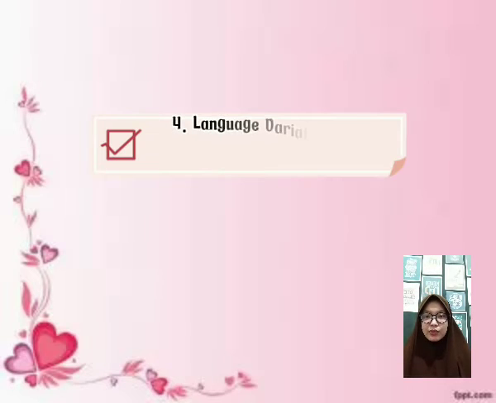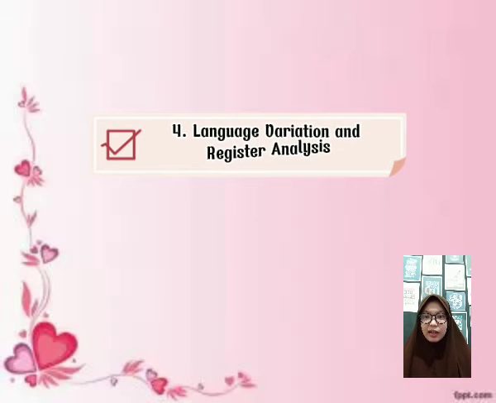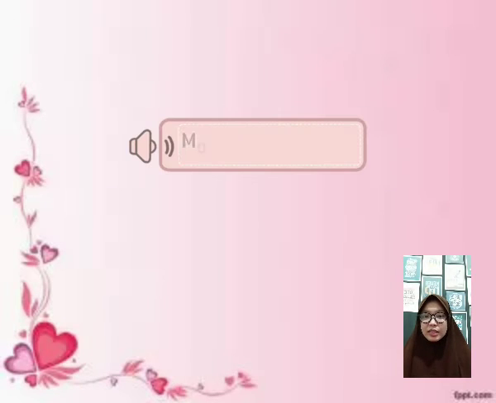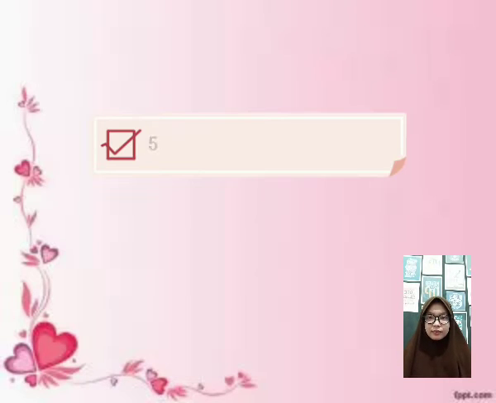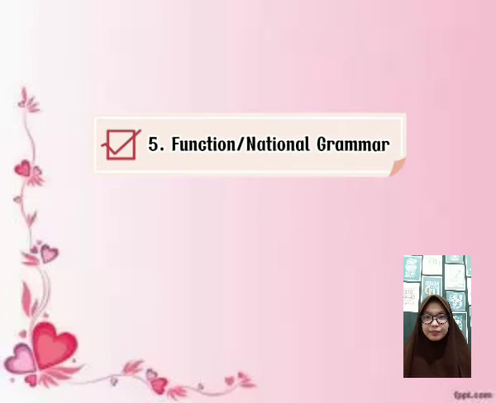The fourth, language variation and register analysis. Language is different, but it has the same goal. Different delivery, which is analysis with different variation, concepts from different language at different levels of ESP, types-based and register analysis. The fifth, functional or notional grammar.